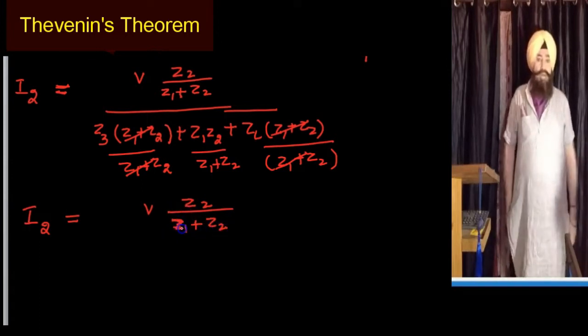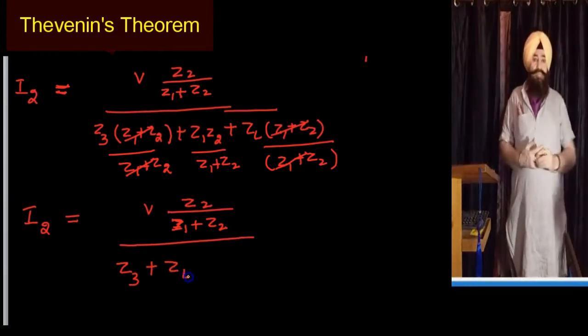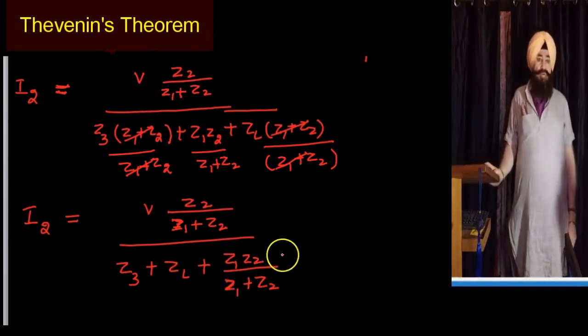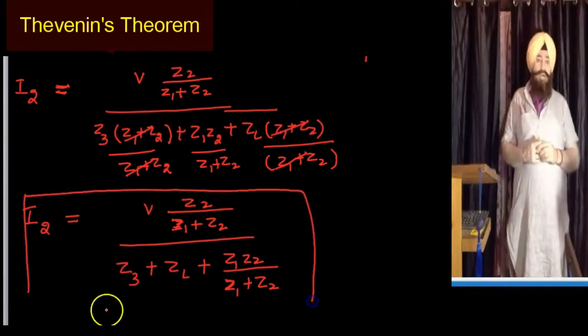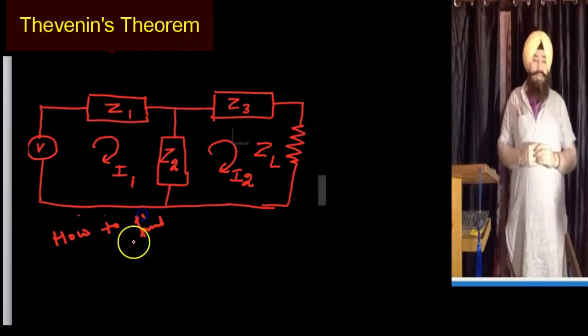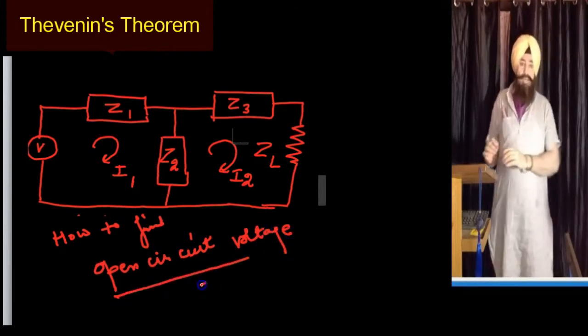And the value of I2 becomes... So this is the value of I2, very, very important. Equivalent current for Thevenin equivalent circuit. Now next, how to find the open circuit voltage.